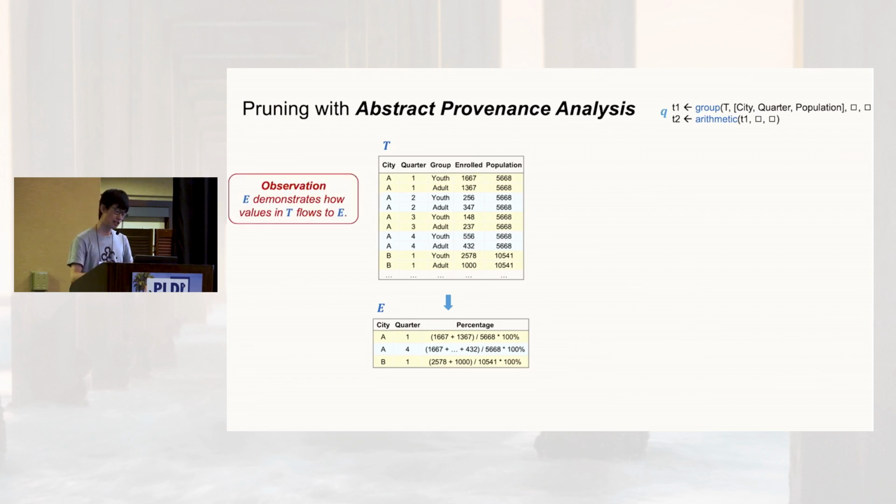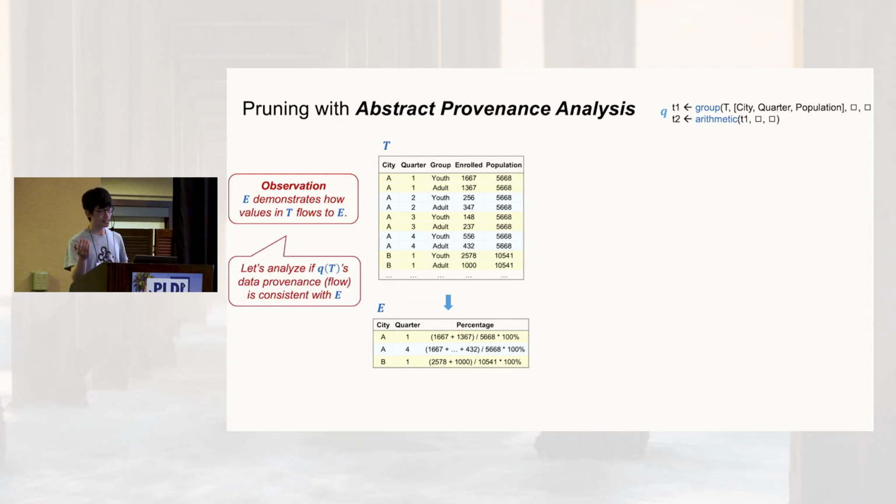The idea is that if you take a look at output example E, it contains information of how values in T flow into E, right? And now if we can analyze abstractly whether this Q's data provenance or data flow is consistent with the demonstration, then we can tell if it's correct or not. And because this query is incomplete, we cannot do this exactly. So what we're going to do is to over-approximate the data provenance, trying to analyze a superset of values that can flow into the output, so we can compare. Let me show you step by step.